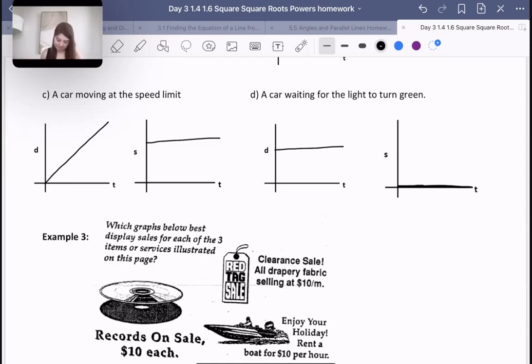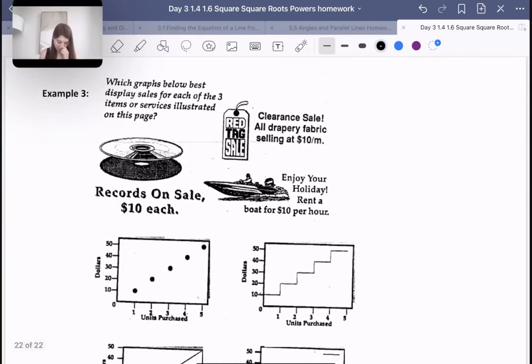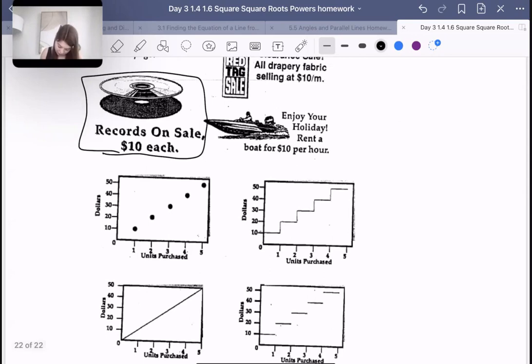Okay. Example 3 says, which graphs below best display sales for each of the three items or services illustrated on this page? So the first one says records on sale, $10 each. Well, let's see. I think maybe this one would, because if it is one purchased, then it's $10. Two purchased would be 20, 3, 30, 4, 40, and 5, 50.